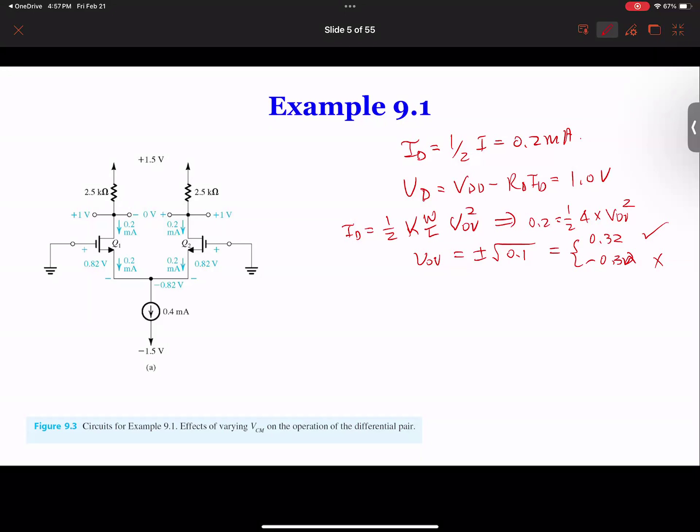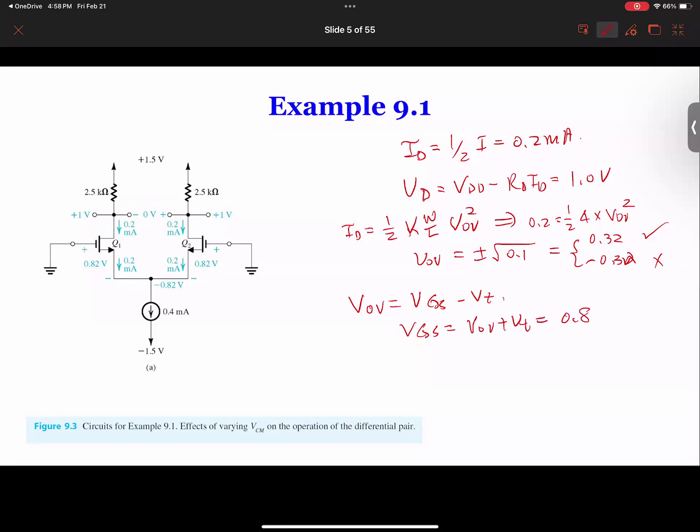And this transistor is matched, of course. Then we know that VGS equals VOV plus VT. VT is 0.5, so we got 0.82 volts. VGS is from here to here, so we got 0.82 volts, and since it is matched, this will be 0.82 as well. Now VG minus VS equals 0.82, therefore VS equals minus 0.82 volts. So we got all the voltages resolved for the whole circuit.